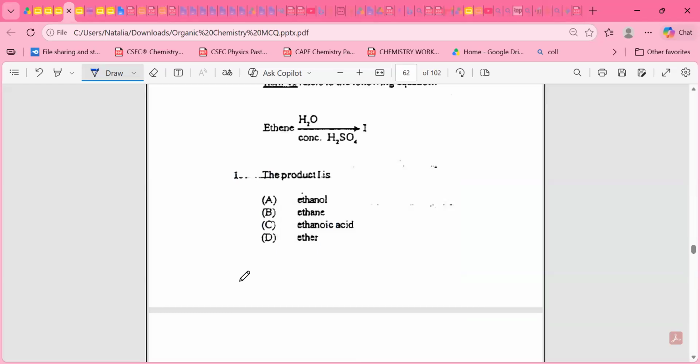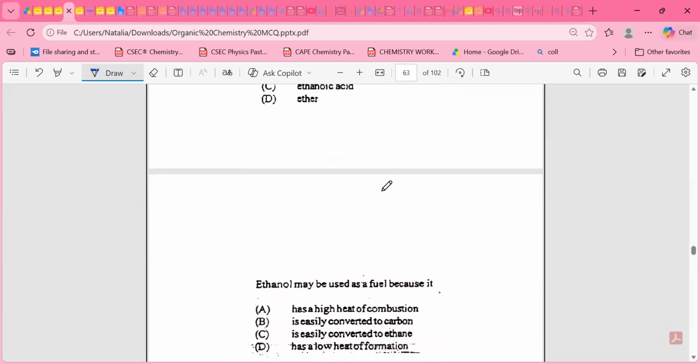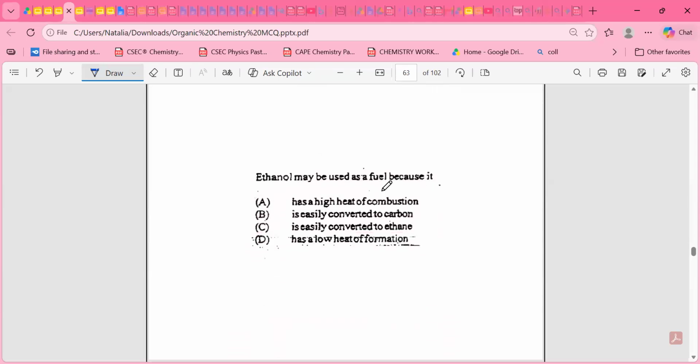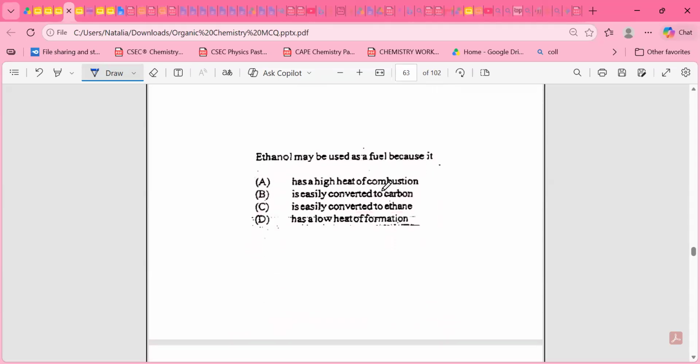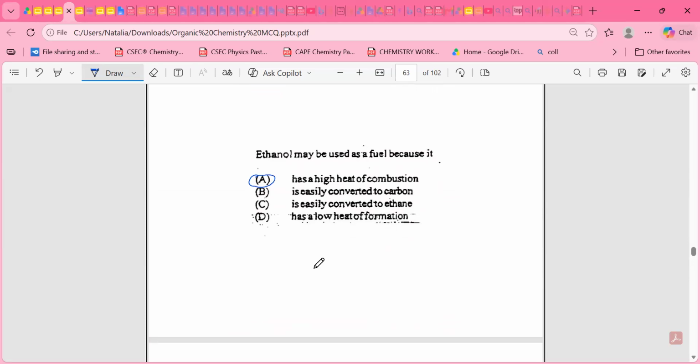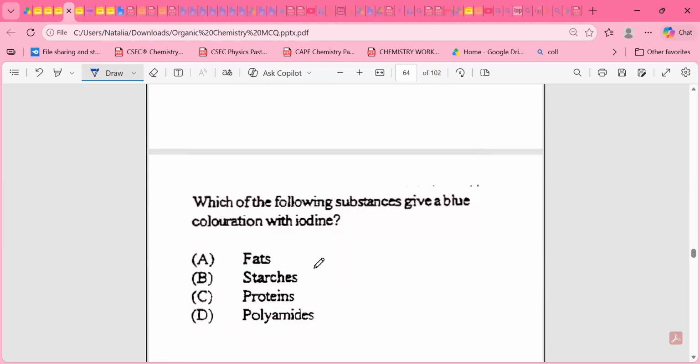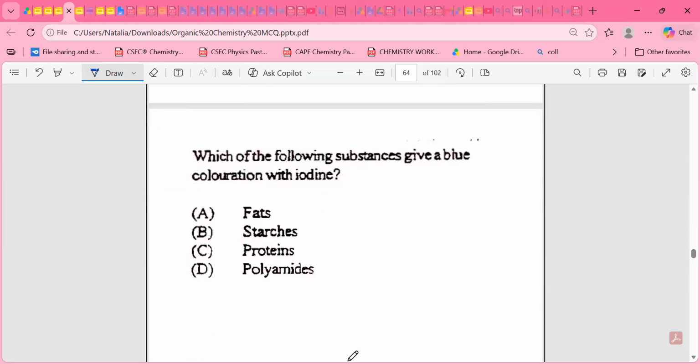Product 1, ethene with water. Once we have ethene and water, that's a hydration reaction. A hydration reaction forms an alkanol, so it would be ethanol. Ethanol may be used as a fuel because it has a high heat of combustion. So when it burns, it gives us a large amount of energy.